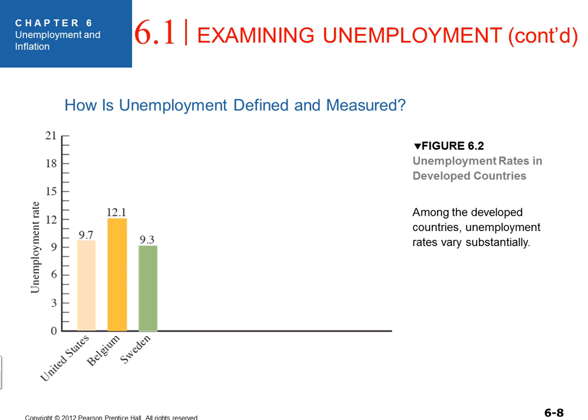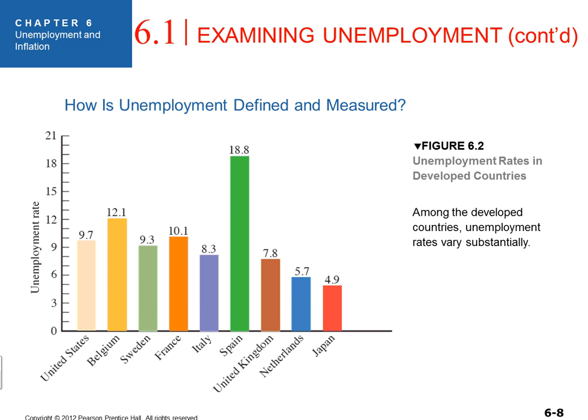And just one final comment about the unemployment rates. This is a graph showing us that despite what you might think, our unemployment rates are fairly high, and they're actually a little lower now. But compared to some other countries, such as Belgium, 12.1%, Sweden, 10.1%, Italy or Spain, 18.8%, we actually have a fairly low unemployment rate. In fact, some of these countries actually have increased since they were recorded in this textbook.